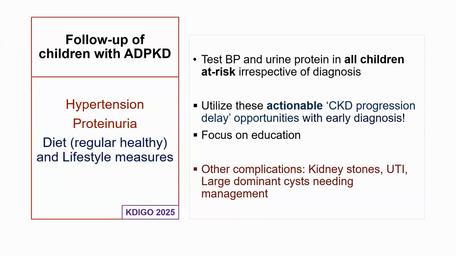And so testing both blood pressure and urine protein, irrespective of whether you found out or not, in all children at risk, should definitely be something that is done, even if the family opts for not doing imaging or genetic testing early on. And so there is a focus, I think, that we're reliant on education for all this. And so a lot of information during provider interactions is needed.